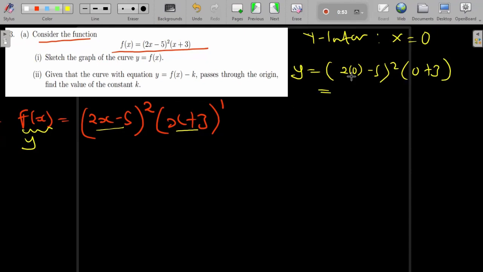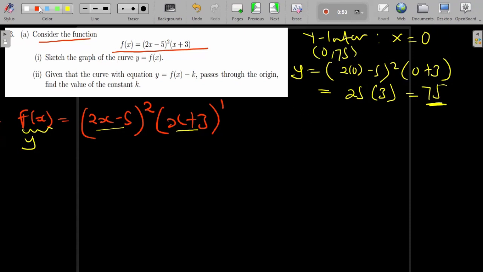So this is going to be 0 minus 5 squared, that will be 25. And then on the other bracket, I have 3. So 25 multiplied by 3, that will just be 75. So my y-intercept is 75, meaning I have the point 0, comma 75. That will be my y-intercept.